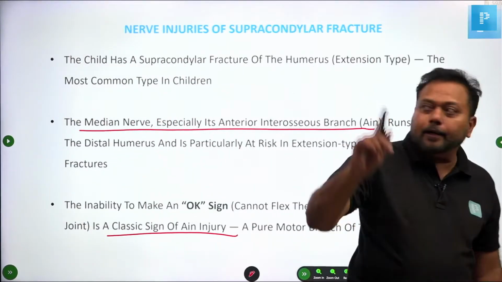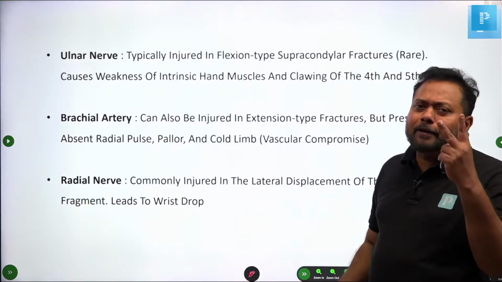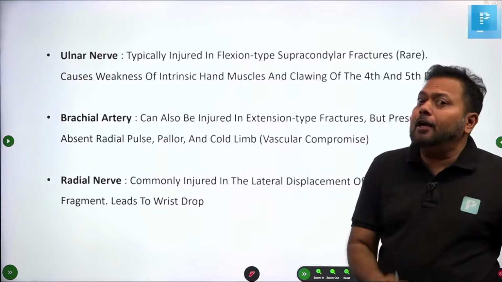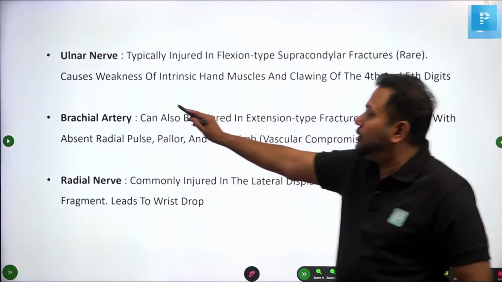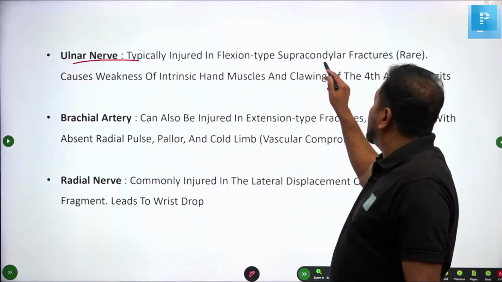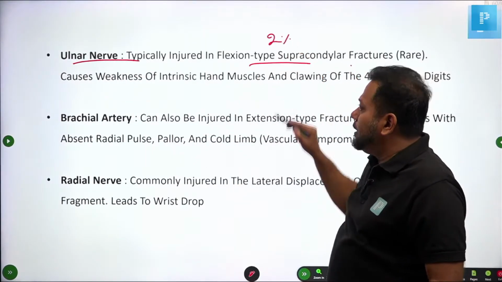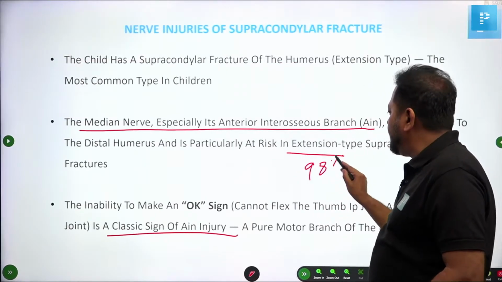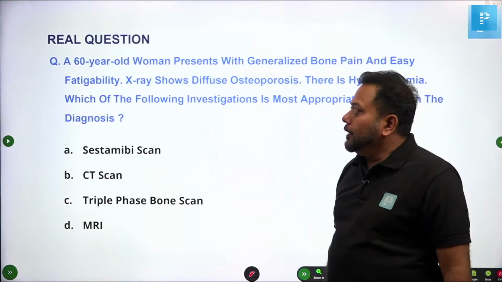Okay, marvelous. Flexion type is very rare. 2% is the chance of flexion type of supracondylar fracture. If they specifically ask what is the nerve that is damaged in flexion type, the answer is ulnar nerve. That is flexion type, very rare, only 2% chance. 98% it is only extension type. Okay, right. We'll go to the last question.